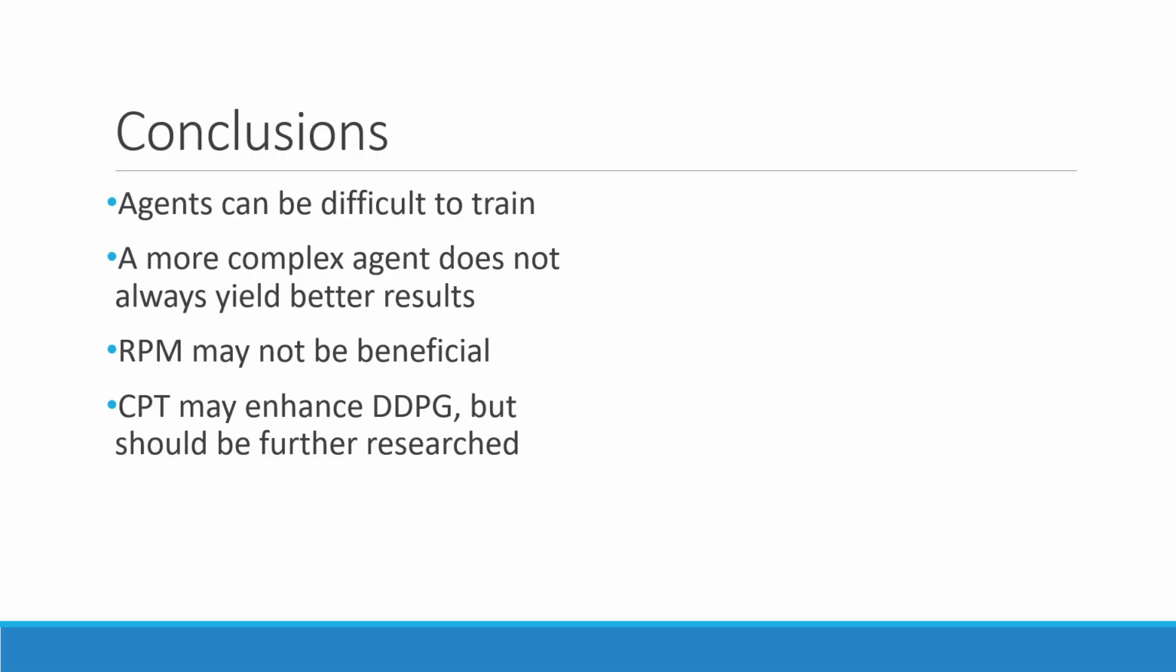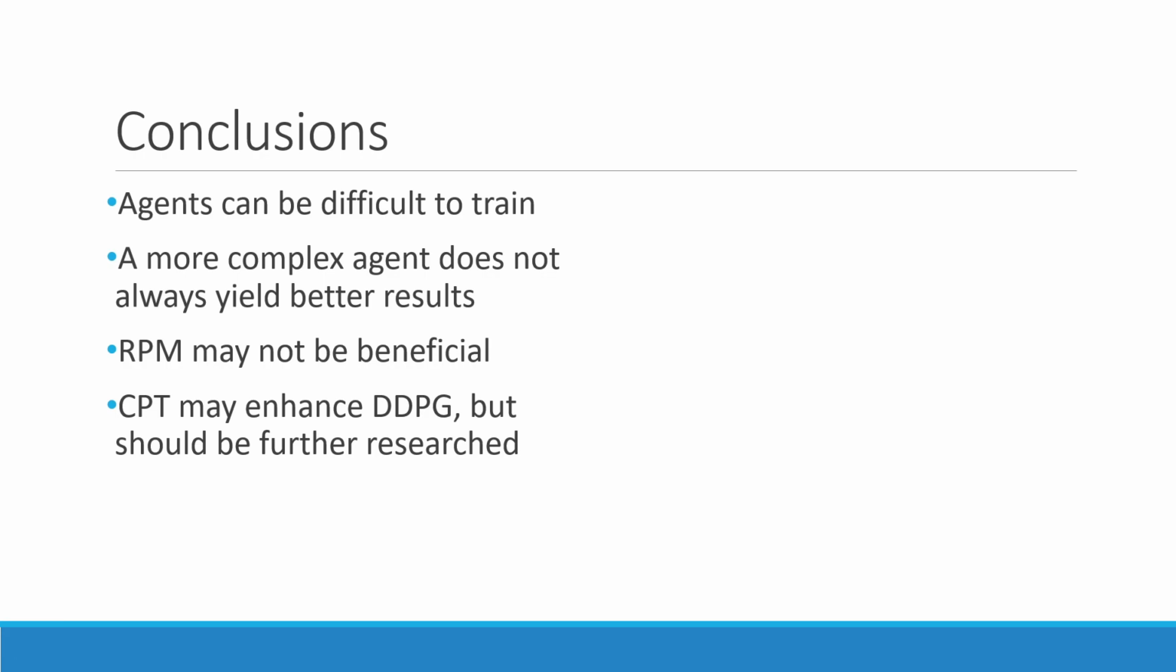So in conclusion, agents can be fairly difficult to train. It's not necessarily an easy task, even though the task may seem simple. A more complex agent doesn't necessarily yield better results. And so you really want to choose the right agent, the right tool for the job. You shouldn't go about developing large architectures or developing really complex learning algorithms. You need to analyze your problem and determine the best agent to use.